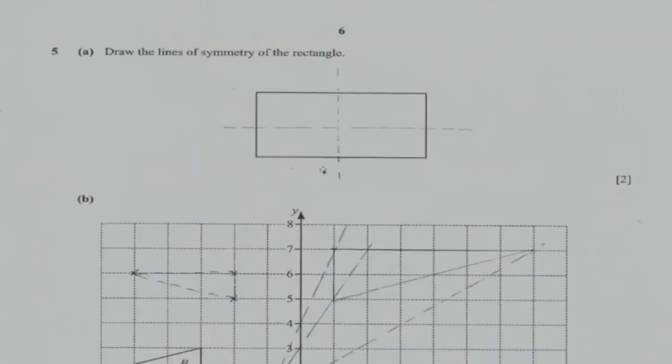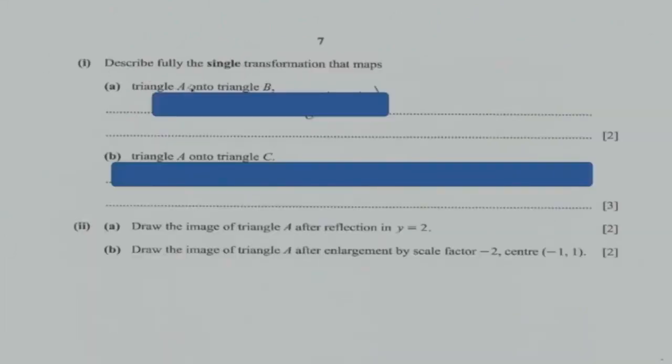Draw the lines of symmetry of the rectangle. This rectangle, we know the symmetry we can get like this, the dotted lines. This is one symmetry, the other symmetry is like this. Describe fully the single transformation that maps triangle A onto triangle B.